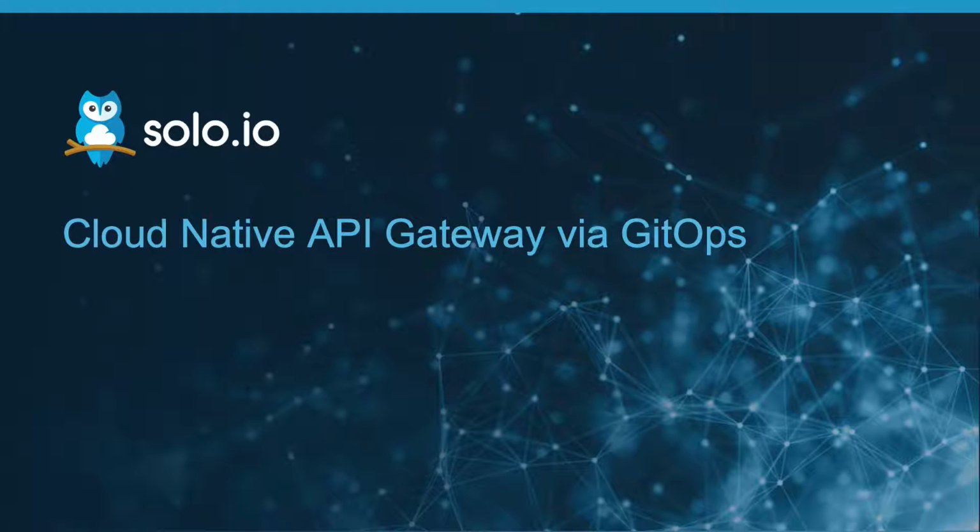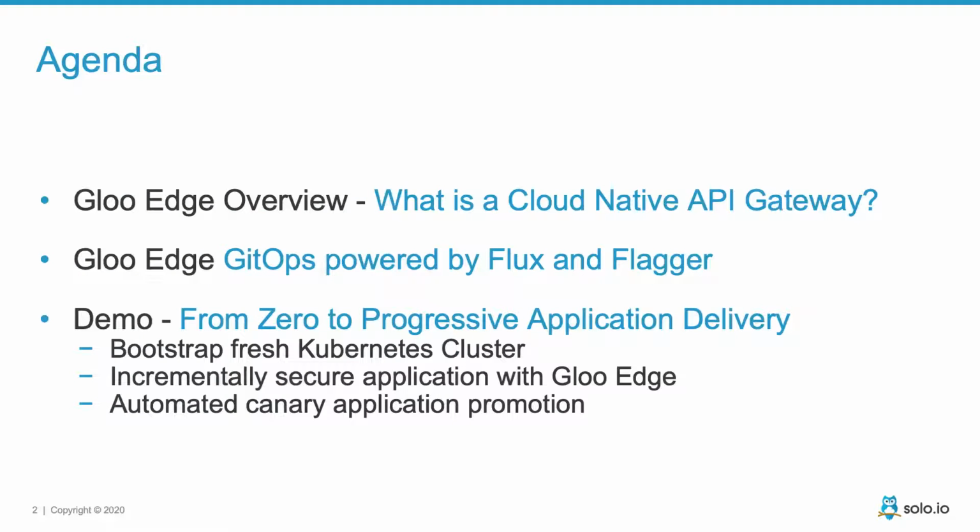Good day, everyone. Welcome to this demonstration of Gloo Edge Cloud Native API Gateway via GitOps. What we'll be doing in this demonstration today is take a few minutes just to understand what Gloo Edge is and give an overview of what a Cloud Native API Gateway is. And then we'll look at how to provision and manage Gloo Edge via GitOps tools. And today we're looking at Flux and Flagger.